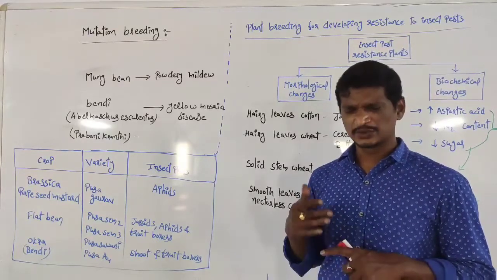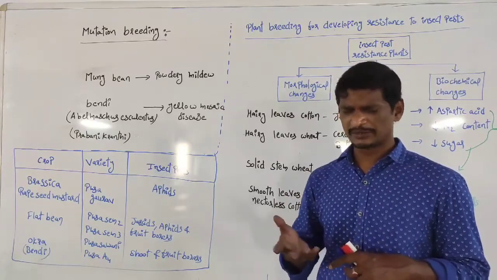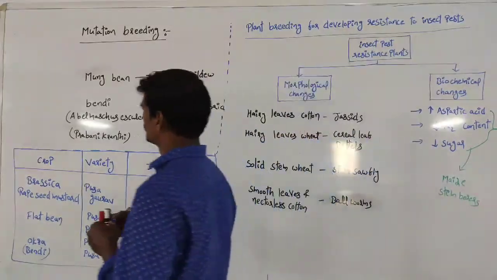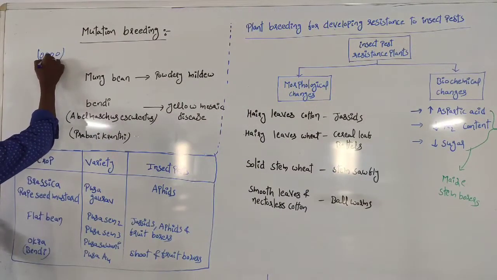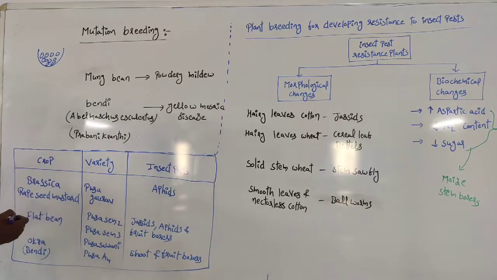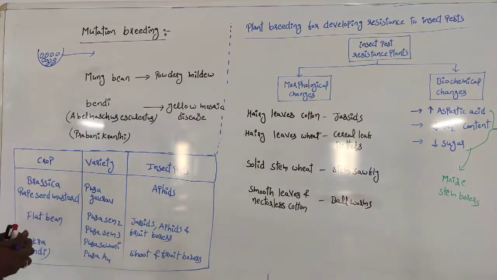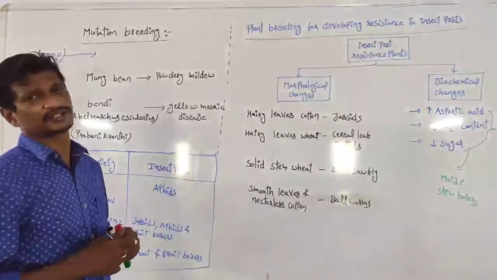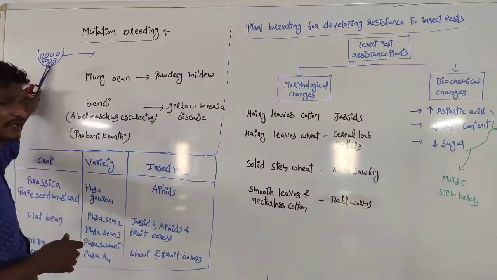After the exposure, in the next generation, what about the seeds? Suppose I collected some seeds. These are the seeds. The seeds are exposed to gamma radiation. So I planted these seeds. All the plants germinated. Then I am searching for the new characters, because the initial characters I already know.